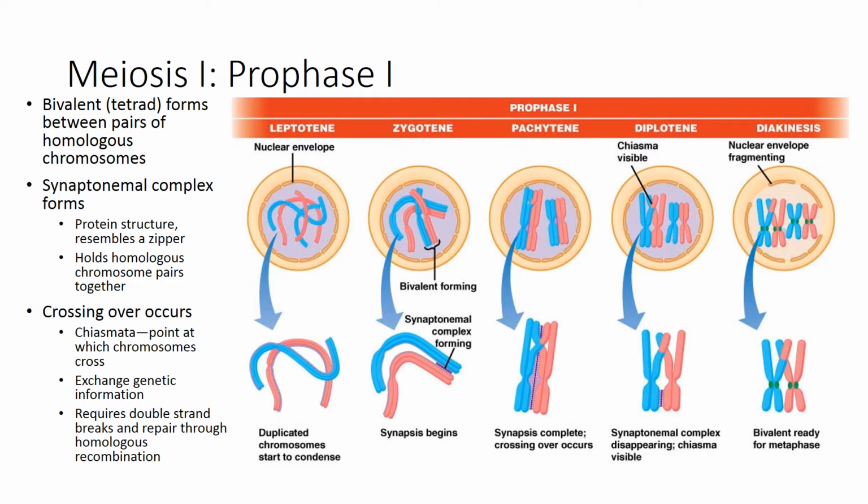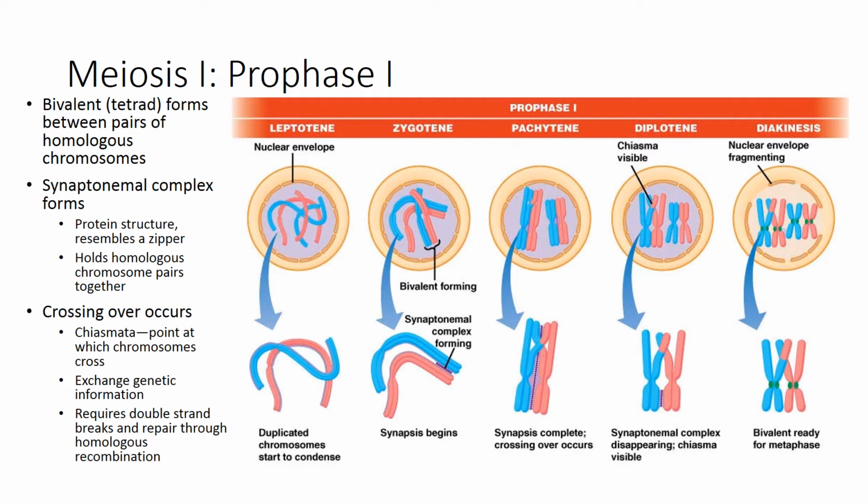These points at which they cross over are called chiasmata. This word here on the left-hand side, chiasmata. And that's the point at which they cross over. And this can happen many, many times. They just show it once here for simplicity, but it can happen many, many times throughout that chromosome on both sides of the centromere.